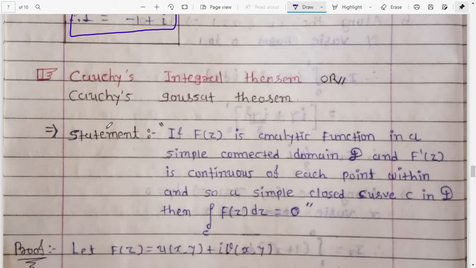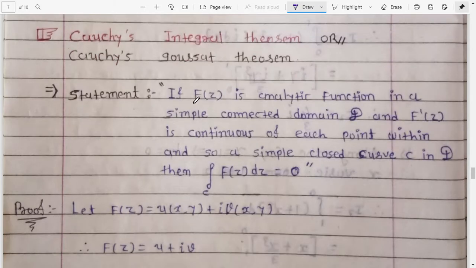Now we see the most important theorem, Cauchy's integral theorem or Cauchy-Goursat theorem. Statement: if f of z is an analytic function in a simply connected domain D and f dash of z is continuous at each point within it, and C is a simple closed curve in D, then the integration over curve C of f of z dz is equal to 0.